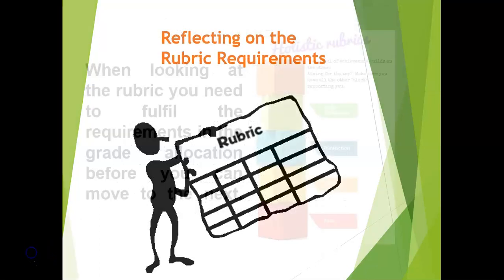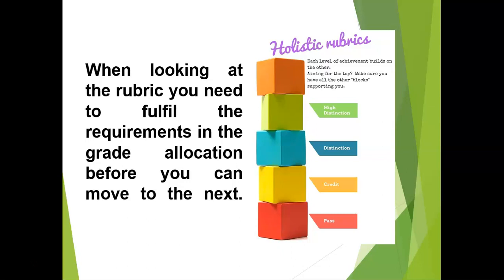Let's have a look at the rubric requirements. So this is a holistic rubric. That means that you need to fulfill the requirements in each of the grade allocations before you can move to the next. So it's like a building block. Each builds on one another. So the first one would be your pass, then you move to your credit, distinction and higher distinction.